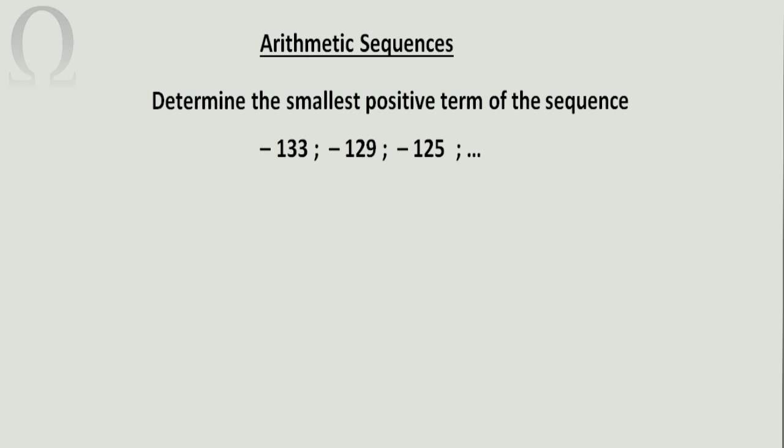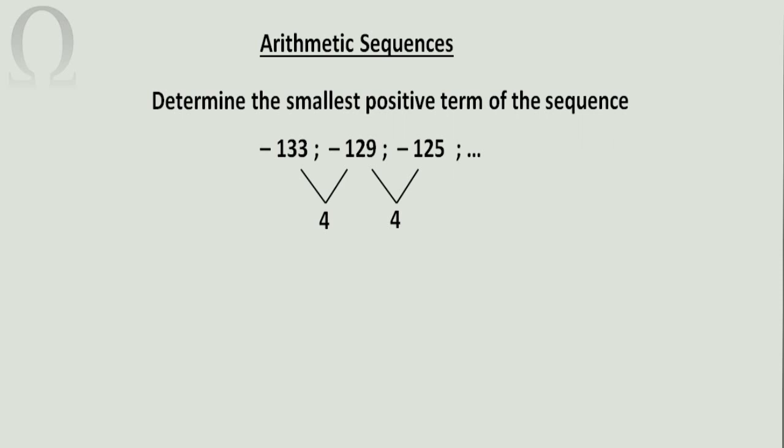Determine the smallest positive term of the sequence -133, -129, -125, etc. Before we begin, notice that the first term is a negative number, -133, and each successive term thereafter is more positive than the previous term. The common difference of this sequence is plus 4. This question is asking us to determine the first positive term of the sequence.